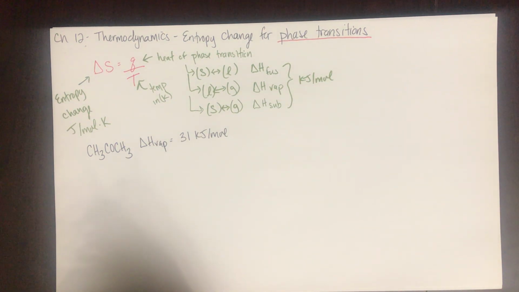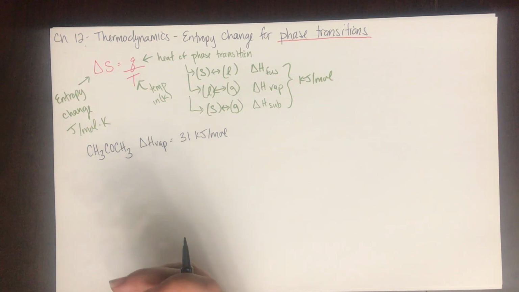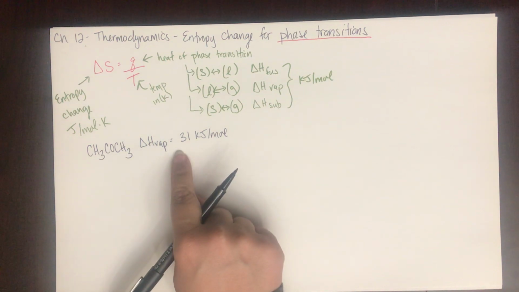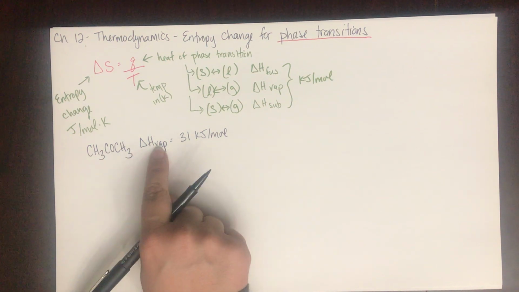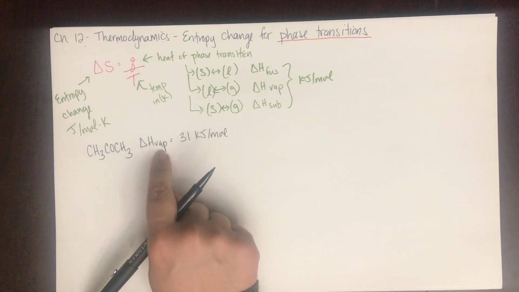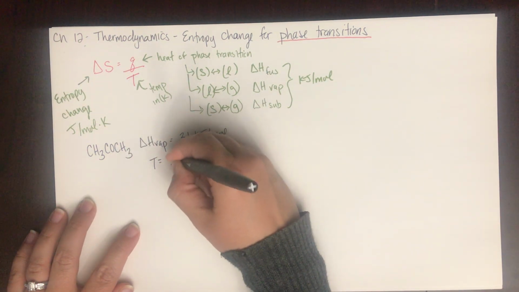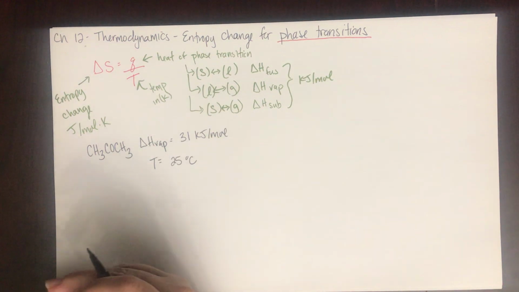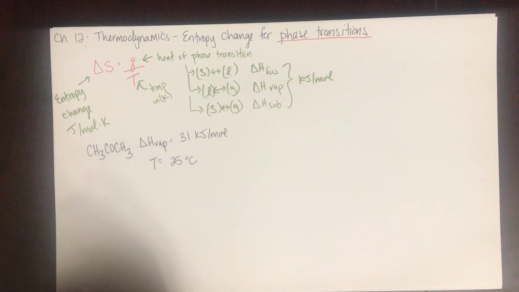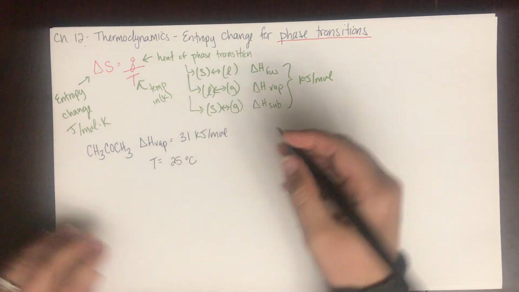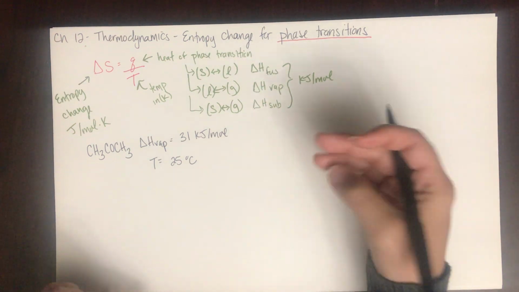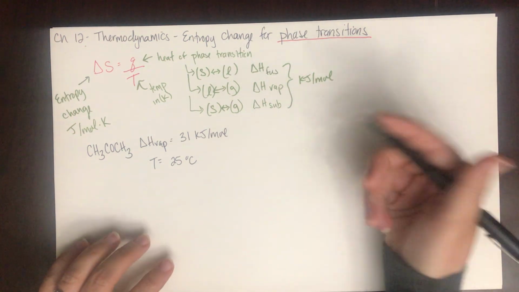It also tells you that the temperature at which this is happening, so this would be the boiling point essentially, because it's the temperature where we're going from a liquid to a gas, is 25 degrees Celsius. And it says, what is the entropy change of this phase transition?